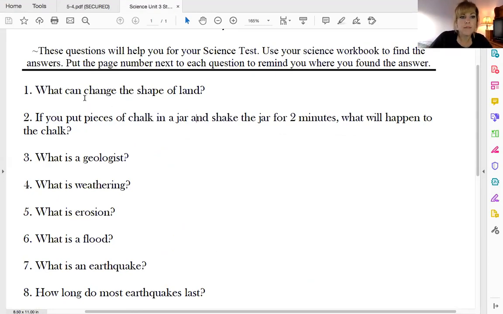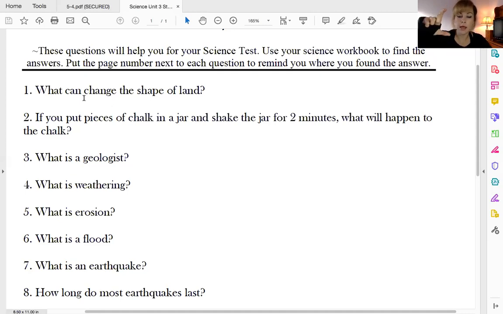Number two says, if you put pieces of chalk into a jar and shake the jar for 2 minutes, what will happen to the chalk? So this was the experiment that we did in class where we took the chalk and we shook it with the pebbles, right? And when we shook it with the pebbles, the rock actually took little pieces of the chalk off it. It made a dust. And it actually took a lot more erosion, right? It took a lot more of the chalk away when we added water.